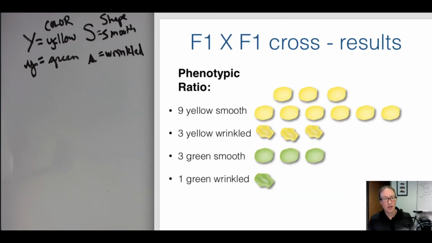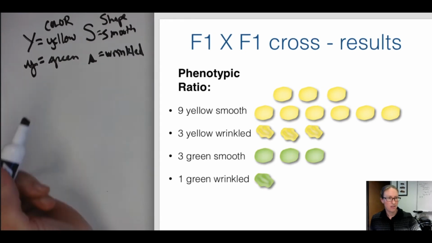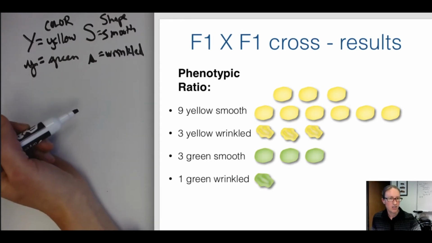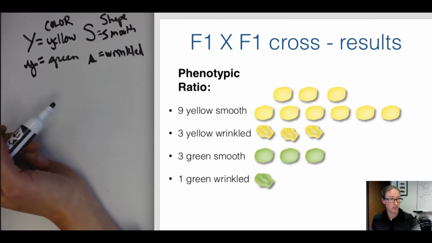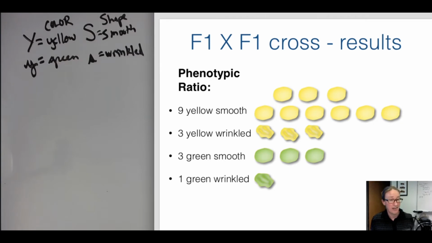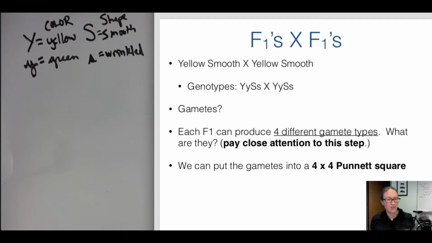Okay. So then if you cross individuals from that F1 generation, here's the phenotypic ratio that you get as a result in your F2 generation. You wind up with a ratio of 9 yellow smooth to 3 yellow wrinkled to 3 green smooth to 1 green wrinkled individual. So we're looking at a matrix of 16 possibilities. Okay, so let's walk through how to approach the genetics of this.